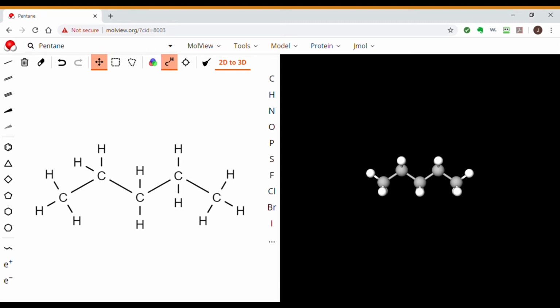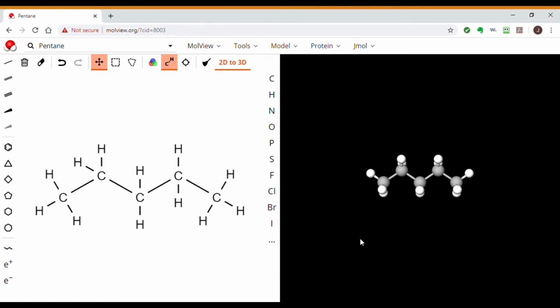This next structure is the compound pentane. Pentane would have the formula C5H12. Once more, to try to represent the zigzag shape of the carbon-carbon chain, on the Lewis structure on the left, we have also indicated the carbons not in a straight line, but at angles to each other.